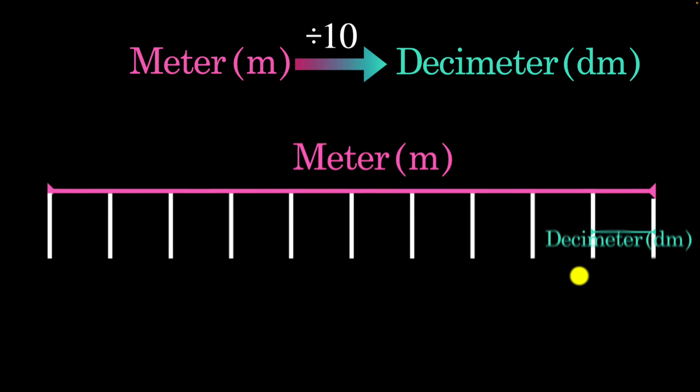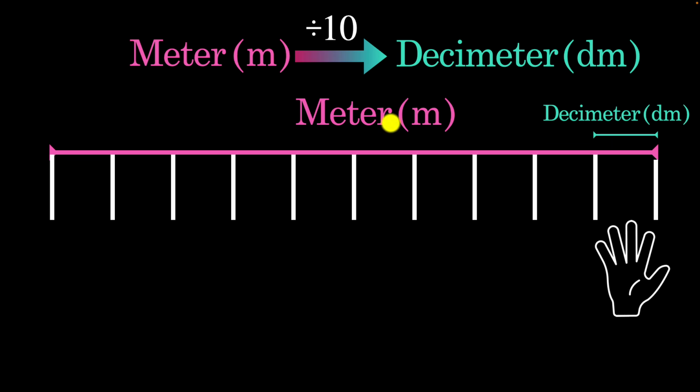So how big is a decimeter? It's roughly the width of your hand. So your hand is about a decimeter wide or about 1/10 of a meter wide.